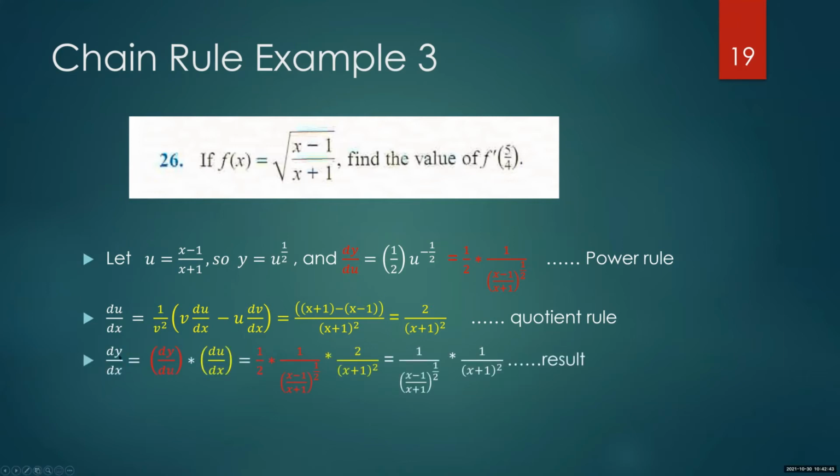And so dy dx then is dy du by du dx. We multiply all this stuff out and simplify, and we get our result. Then to find f dash of 5 over 4, we just plug in 5 over 4 for x, and this all evaluates to 16 over 27.